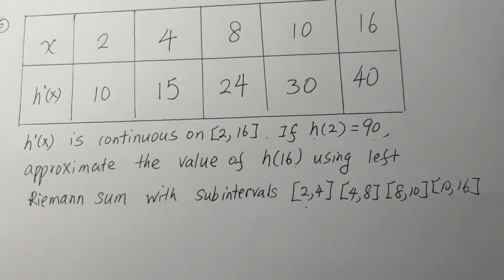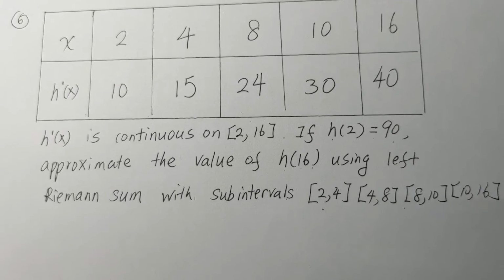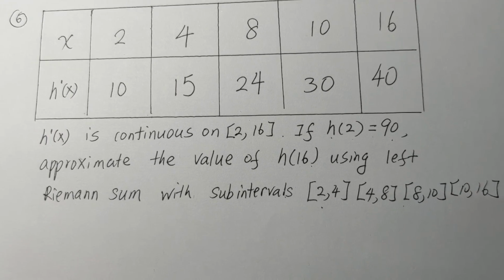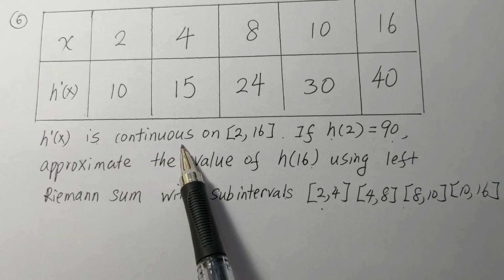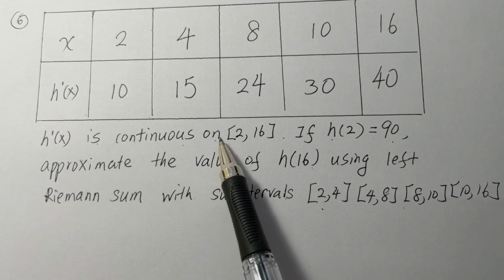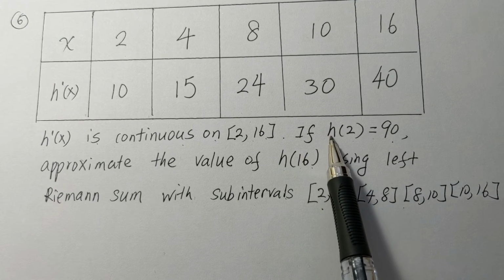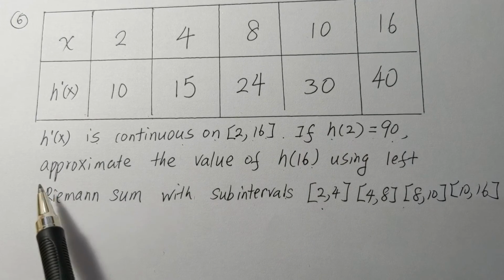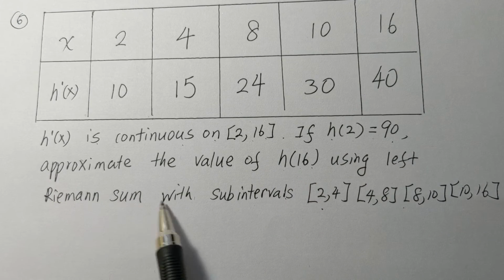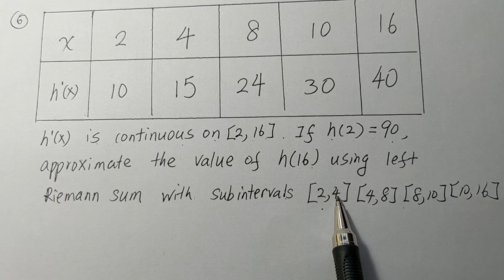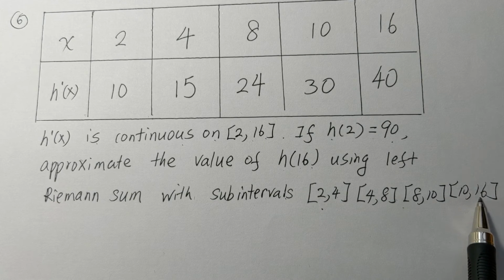Last question. Number 6. H prime of x is continuous on the closed interval 2 to 16, and h of 2 equals 90. Approximate the value of h of 16 using a left Riemann sum with the subintervals 2 to 4, 4 to 8, 8 to 10, and 10 to 16.